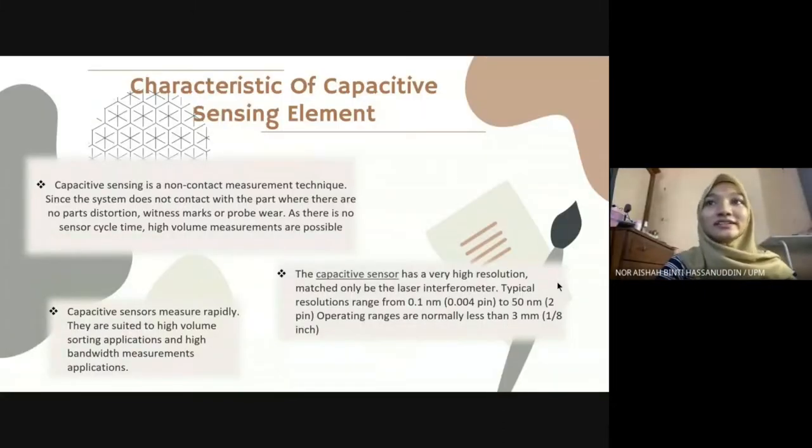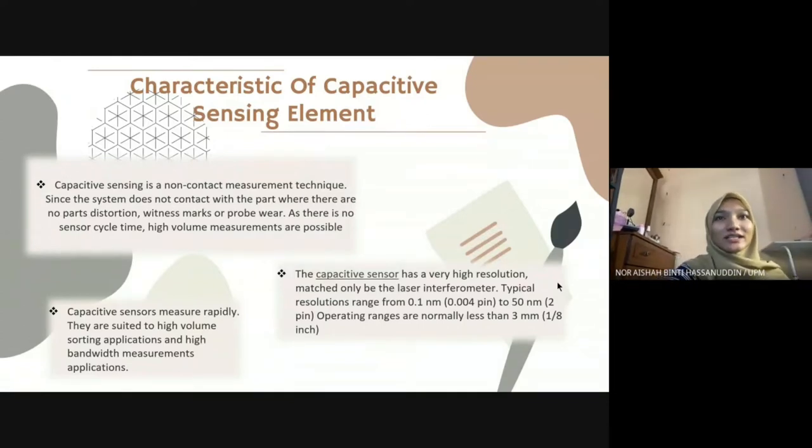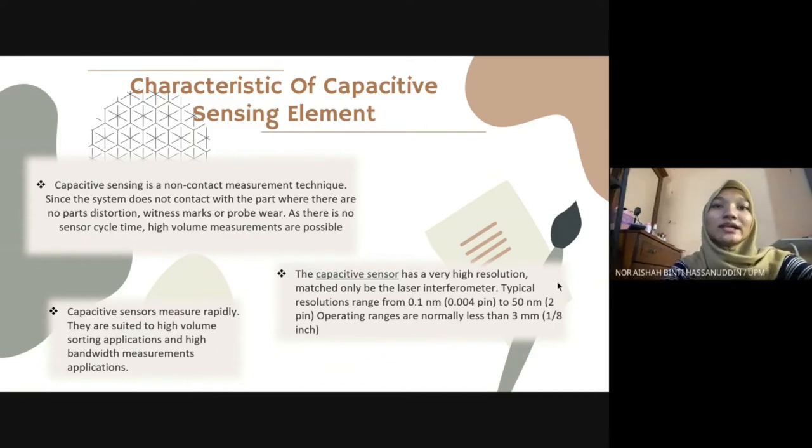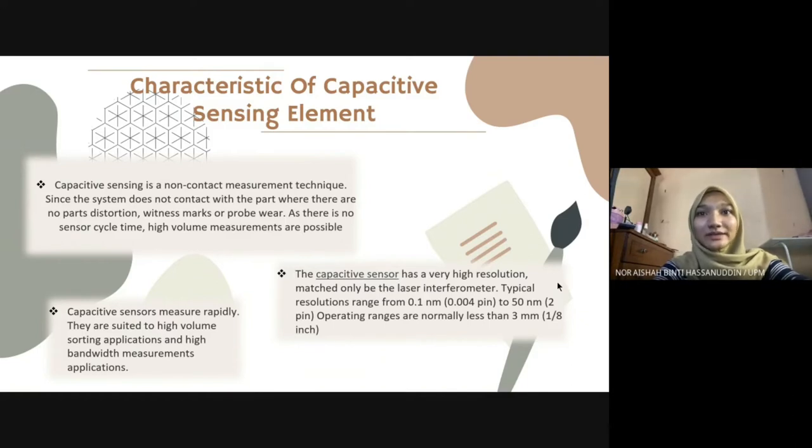I will continue with the characteristics of the capacitive sensing element. Capacitive sensing is a non-contact measurement technique. Since the system does not contact the part, there is no part distortion, witness mark or probe wear. As there is no sensor contact cycle time, high volume measurements are possible. Second, the capacitive sensor has a very high resolution, matched only by the laser interferometer. Typical resolution ranges from 0.1 nm to 15 nm. Operating range is normally less than 3 mm. And the last one is that capacitive sensors measure rapidly. They are suited to high volume sorting applications and high bandwidth measurement applications.